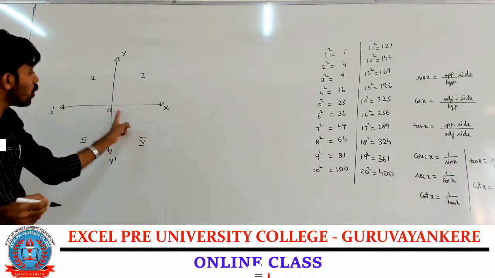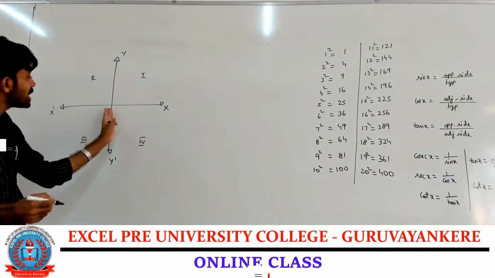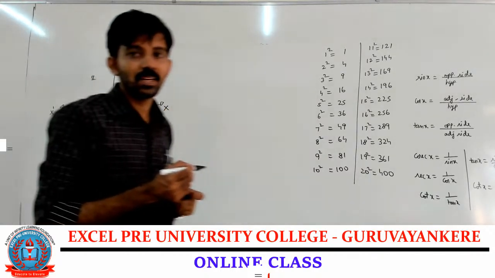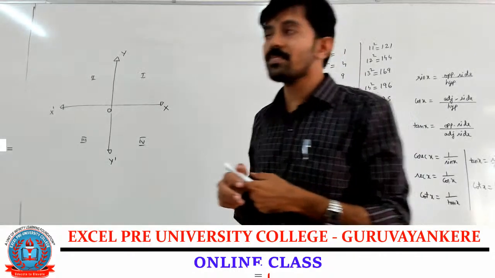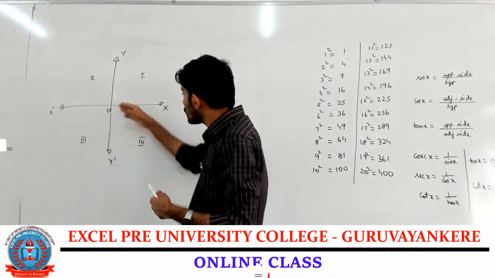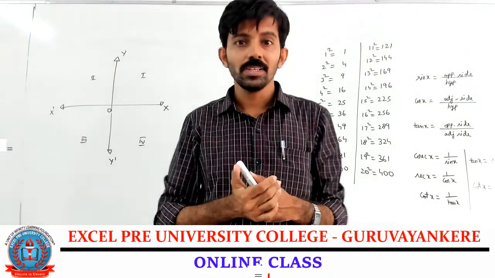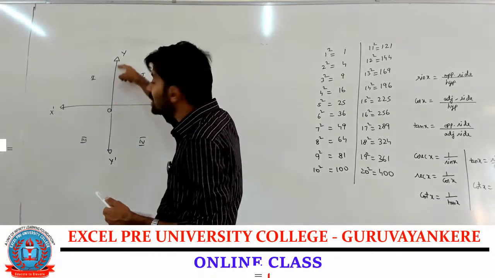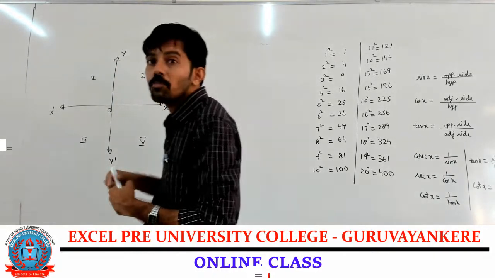In the first quadrant, both x and y are positive. Right side of origin is positive. Above the origin is positive. Left side of origin is negative. Below the origin is negative. So, in the first quadrant, x is positive, y is positive.